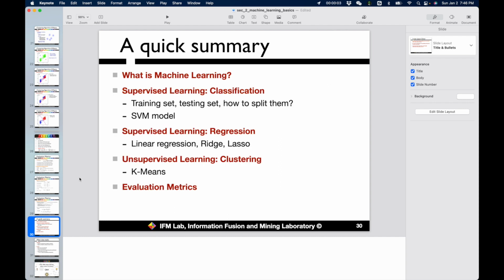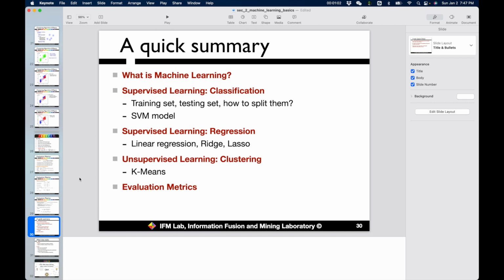Okay, so generally that's it for this section, and then let's draw a very quick summary. In this section, we have introduced what machine learning is, and we also showed you the pipeline diagram for machine learning problems. We have spent a lot of time talking about supervised learning, covering both classification and regression, right? We mentioned how to define the training set and testing set, and how to divide them. We talked about the SVM model, and for regression, we mentioned the linear regression model, ridge regression, and lasso regression. For unsupervised learning, we introduced the K-means algorithm for partitioning the data instances. And we also introduced the evaluation metrics we can use for machine learning model performance evaluation.